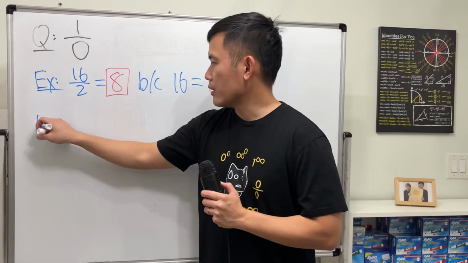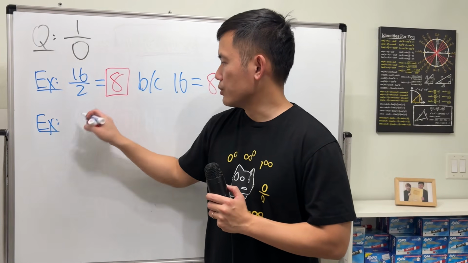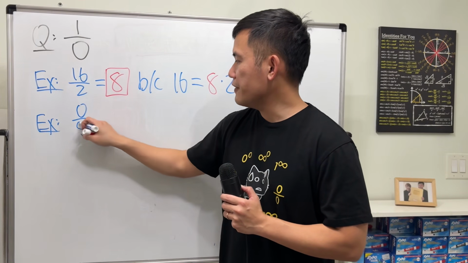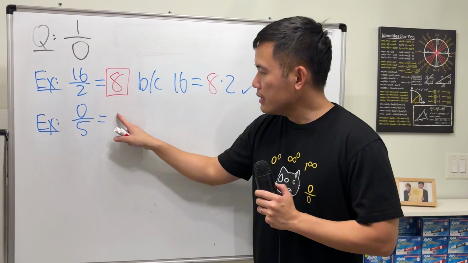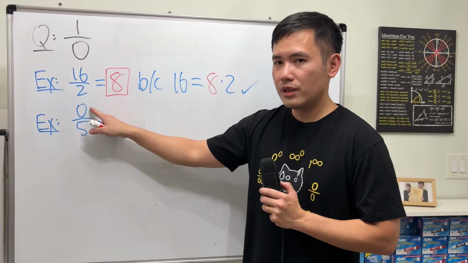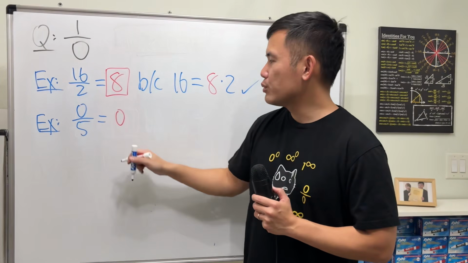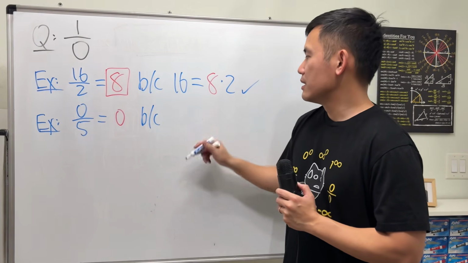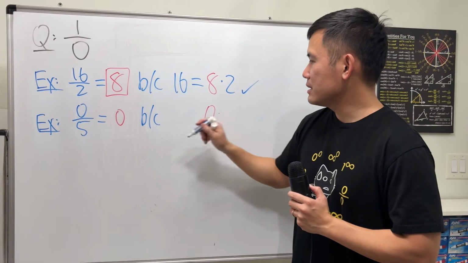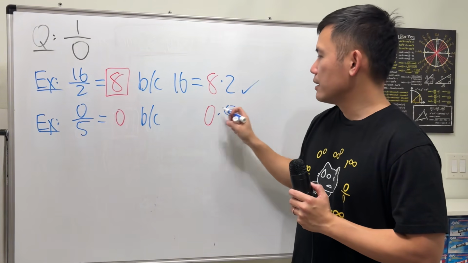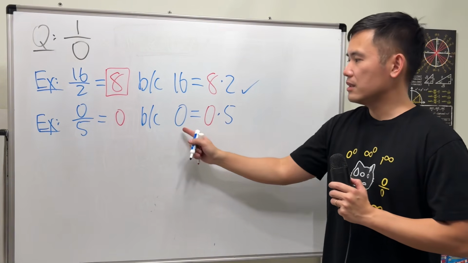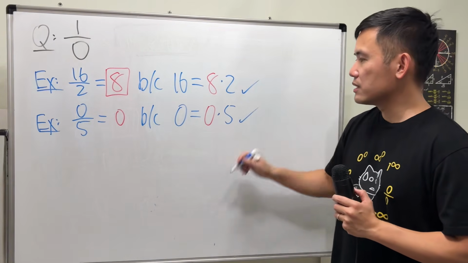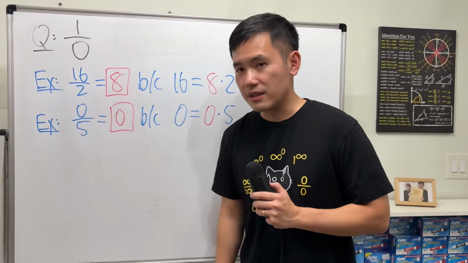Yeah. Now, if you use the same idea to do this question, let's say 0/5, what's the answer? You will just have to think about what times 5 will give us 0. And the answer for that is 0. Because 0 times 5 gives us that 0. 0 times anything does give us 0. So it works. That means this is the answer.